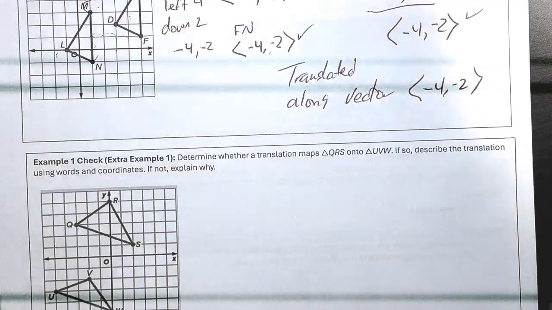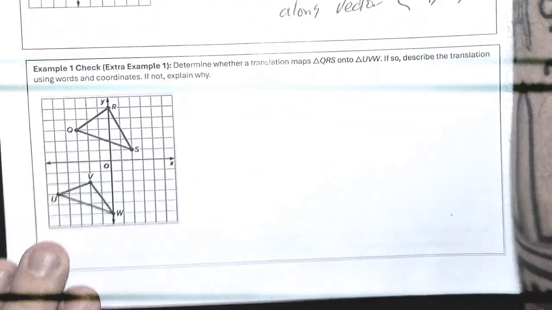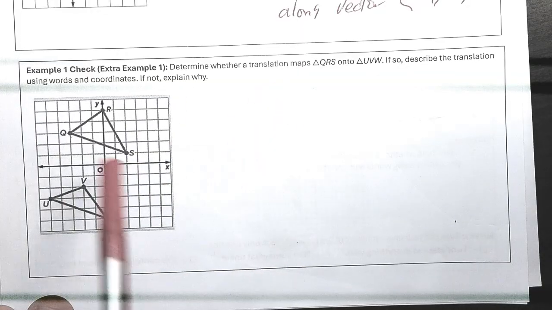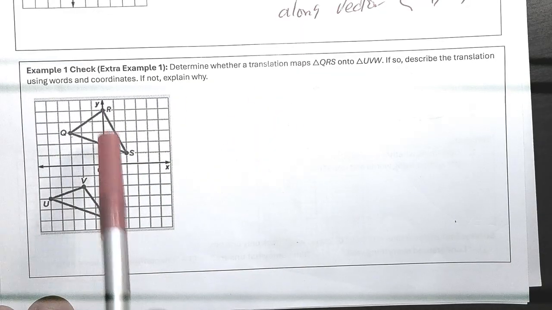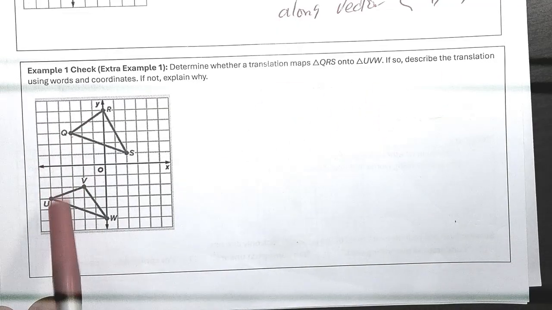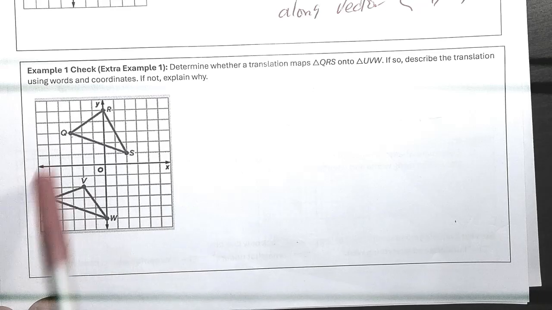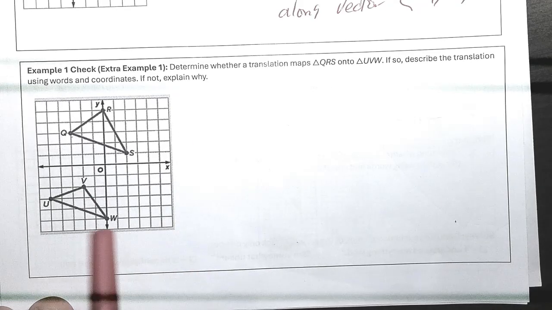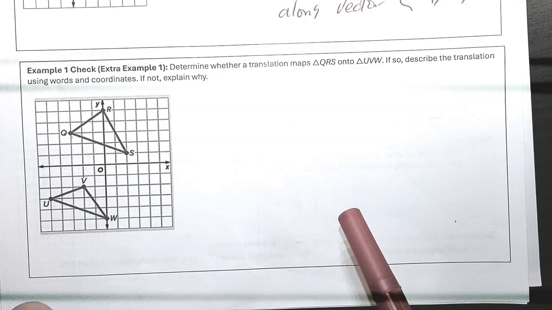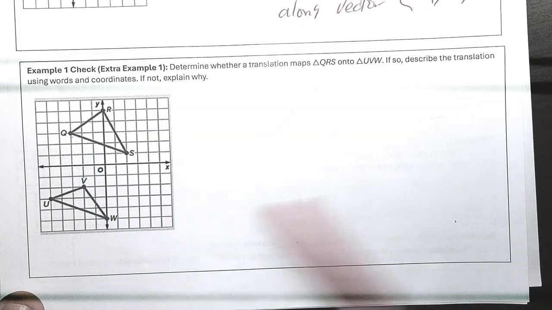All right, so going down to the page here. Example 1 check. So you guys are going to work this. They want you to determine if QRS maps onto UVW. So this guy to this guy. If so, describe the translation. So you're going to count and see if they all match up. And if not, then you'll explain that they don't map, or it's not a translation. And if they do, you're going to say, yeah, it was left whatever, right or down whatever. So map this guy out. We're going to flip to the other page.